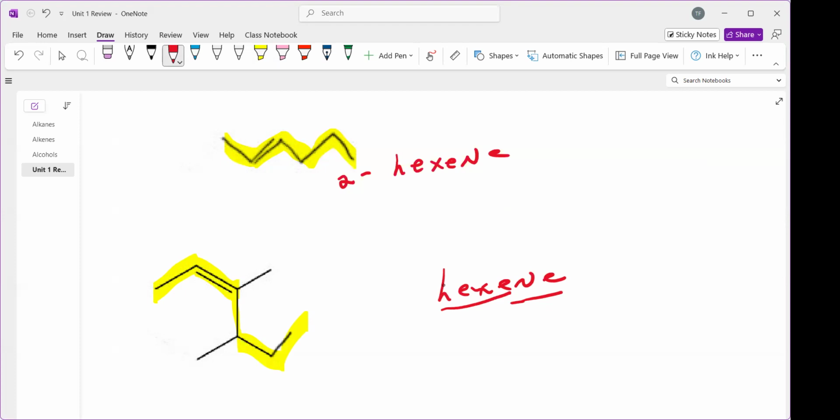And we have a methyl branch on carbon 1, 2, 3, and 4. Right? 1, 2, 3, we have 4. Okay, so we have 3,4-dimethylhexene. And we're done.